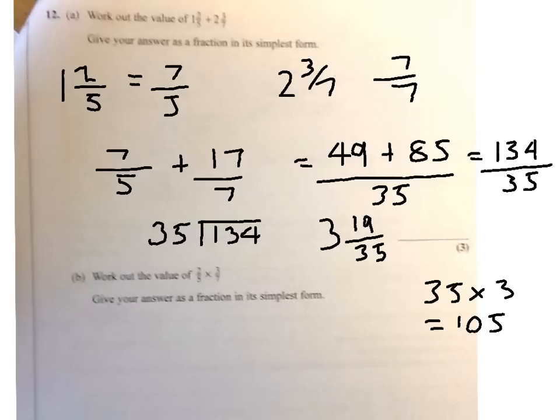I'm just going to double check. Right, so everything seems okay. 7 7s are 49, 5 17s, definitely 85. That's definitely 134. Yeah, that's alright. Okay, 2/5 times 3/7, that's a bit easier. 2/5 times 3/7 equals 6 over 35.